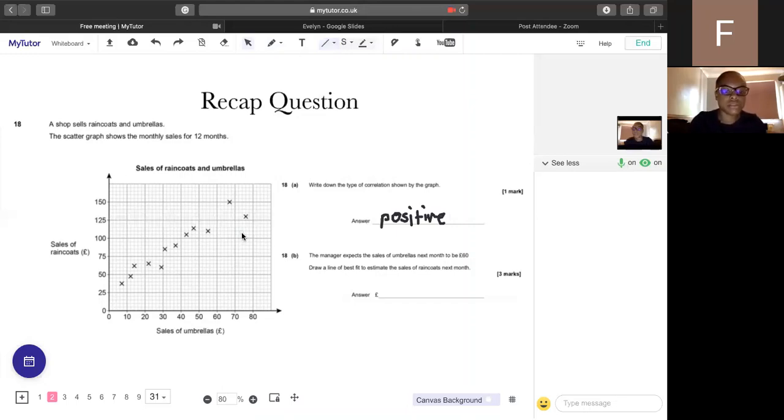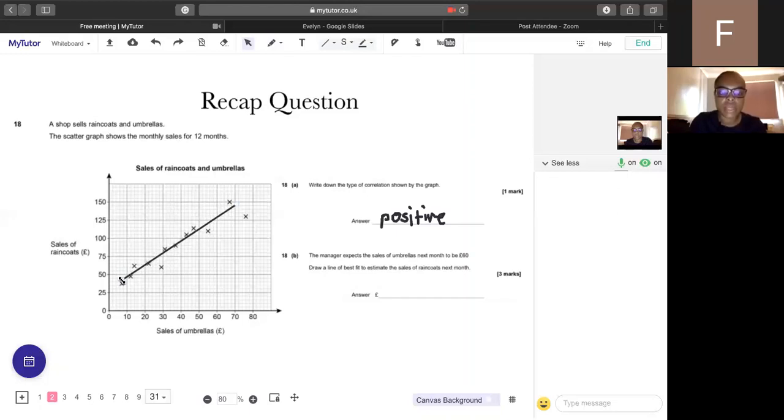Let's start. You should always draw your line of best fit trying to go in the same steepness as the points. Once you've gone in the same steepness, you should try and get the same number of points below your line as there are above your line. There's 12 points here, so I want 6 points below my line and 6 points above my line.